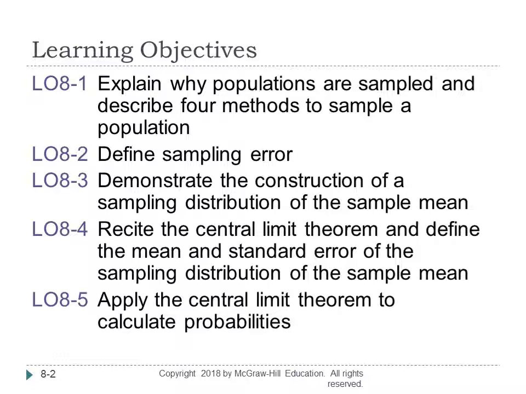If you have a population, then consider all possible samples of a fixed size that will give us a sampling distribution. So we will see how to construct the sampling distribution of the sample mean. Number 4, we will recite the Central Limit Theorem and define the mean and standard error of the sampling distribution of the sample mean. Number 5, apply the Central Limit Theorem to calculate probabilities.